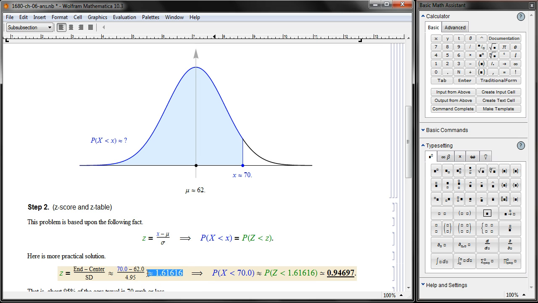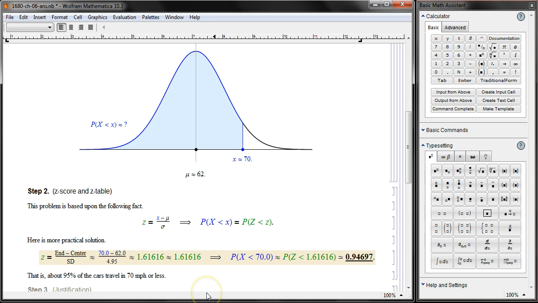If you use your calculator, you're going to get 1.616 something, so approximately 1.62 is the approximation to 2 decimal digits. Here, this computation was done with Mathematica. I use technology based upon something like 12 or 13 decimal digits, so this is a really accurate answer. But our normal table is based upon just 2 decimal digits. So let's use 2 decimal digits, 1.62.